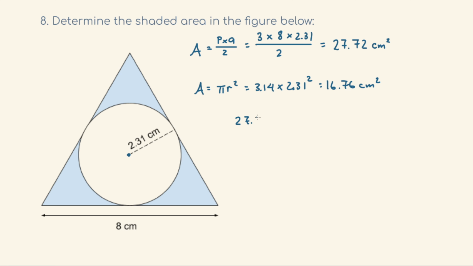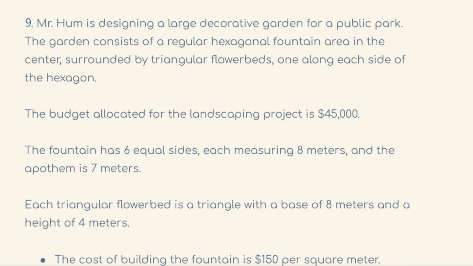And all that's left to do now is to subtract. So 27.72 minus 16.76, that's going to come out to 10.96 centimeters squared.